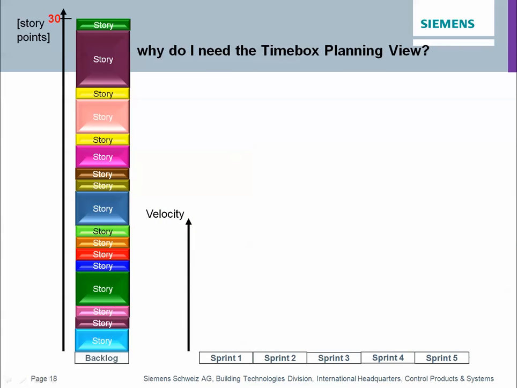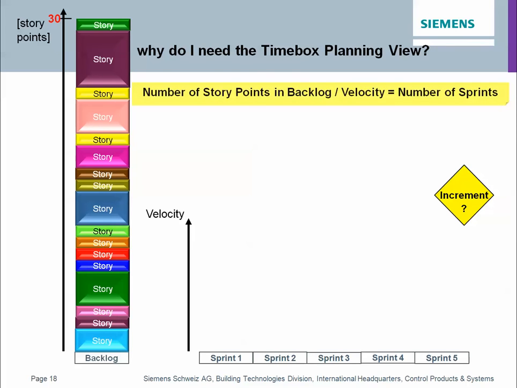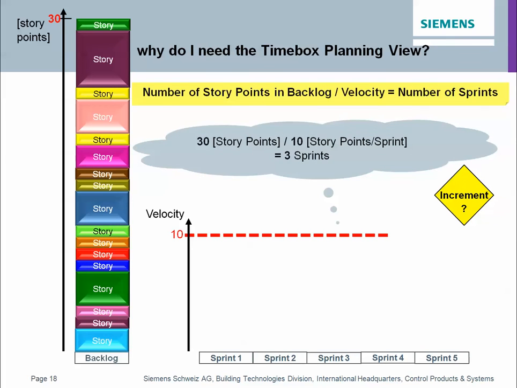Why do we need this Timebox Planning View? Typically we have a stakeholder, and he would like to know when we can burn down this backlog. So how many sprints we need to burn down this whole backlog. How can we do it? Actually, it's very easy. We just have to divide the number of story points in the backlog by the velocity of the team, and then we get the number of sprints. In this case, we assume a velocity of 10, and in the backlog are 30 story points, so we divide 30 story points by 10 and get 3 sprints.